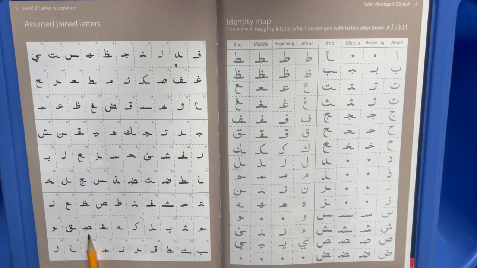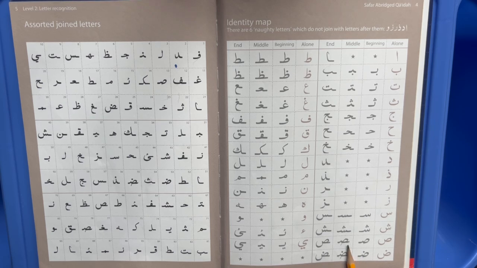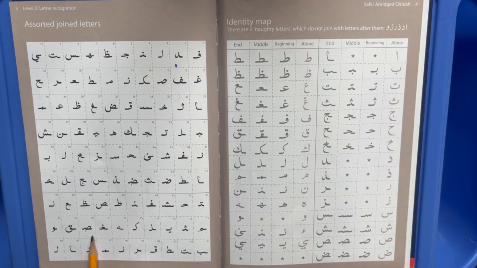Now again, we look, could this be sad in the beginning or is it sad in the middle? We see that there is the line which will make it sad in the middle. Qaf at the end, waw at the end, ba at the end, ta at the end, ta at the end, qaf in the beginning, ra at the end, noon in the beginning, mim in the middle, hamza in the middle, alif at the end, and lam at the beginning.